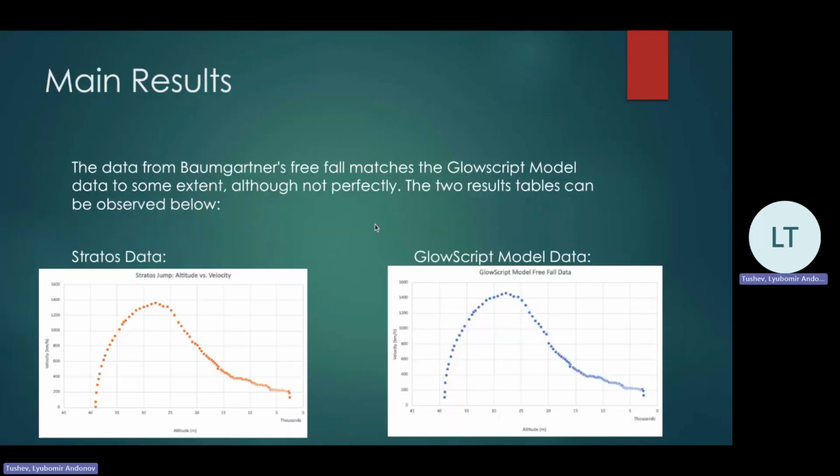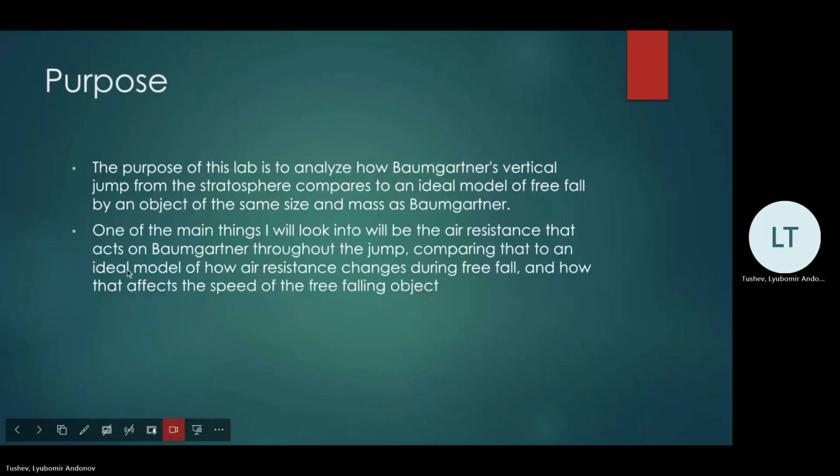The main results of my lab: I compared the Stratos data of Felix's jump to a GlowScript generated model of ideal free falling motion. Here are the two data sets. The graphs of the two data sets can be observed here below. The purpose of this lab is to analyze how Baumgartner's vertical jump from the stratosphere compares to an ideal model of free fall of an object of the same size and mass as Baumgartner. The other main thing I'll be looking at is how air resistance affects Baumgartner's velocity with altitude throughout his jump.